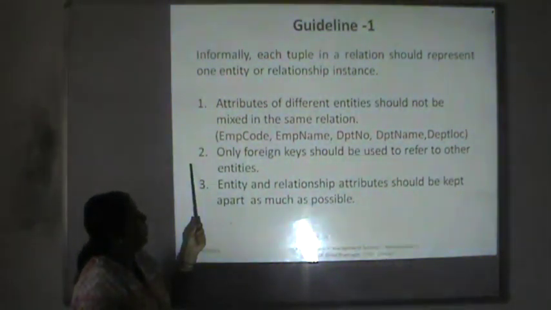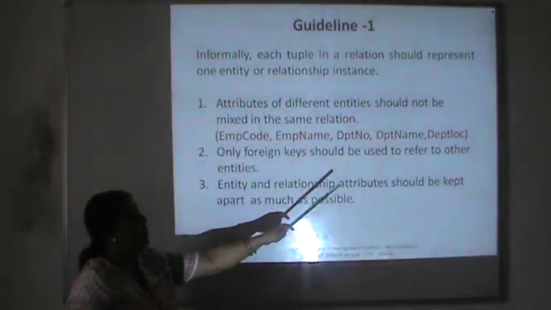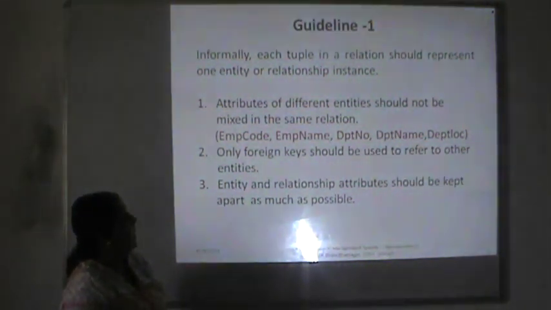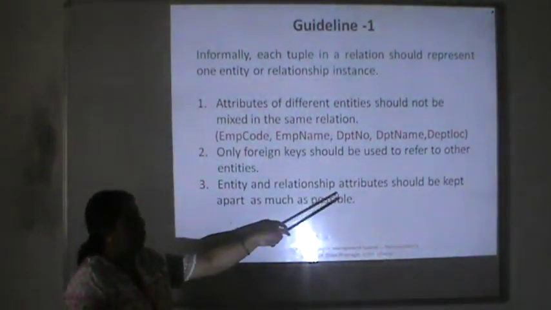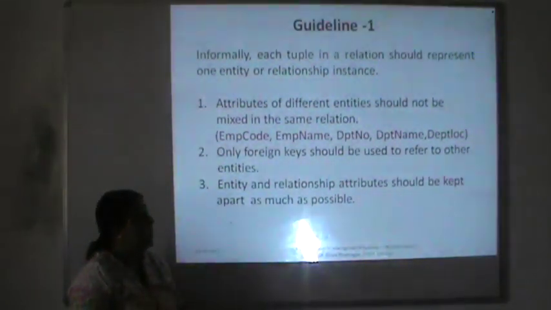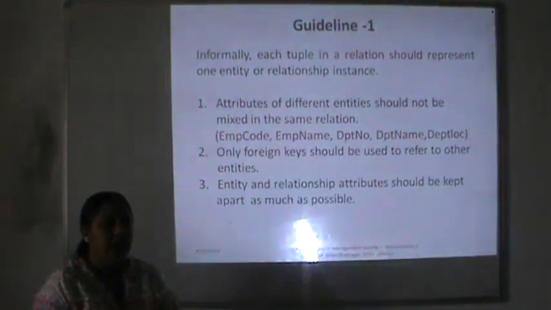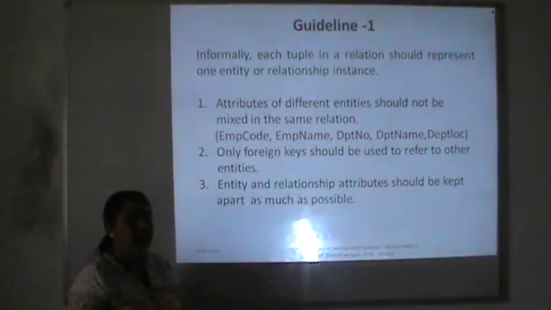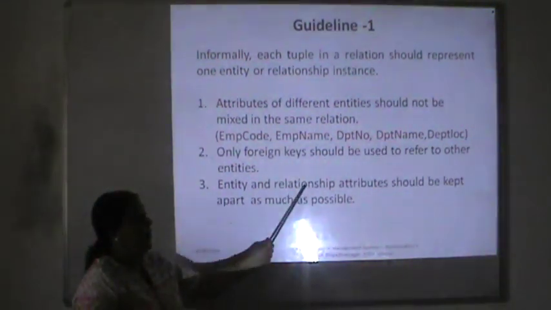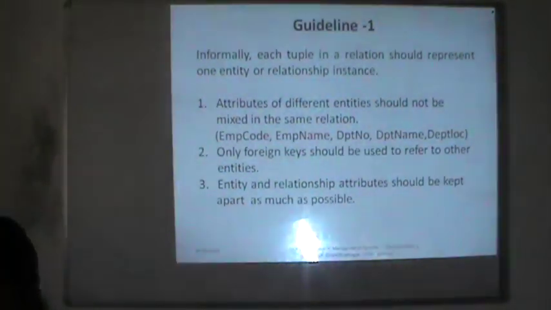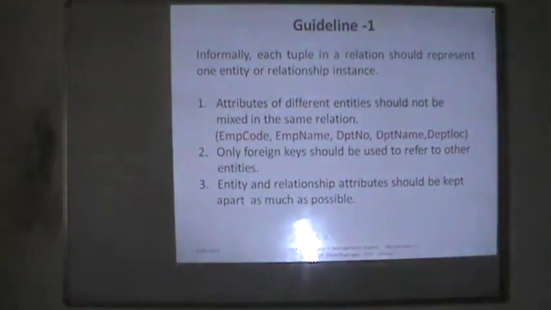Number two, only the foreign keys should be used to refer to other entities. Number three, entity and relationship attributes should be kept apart as much as possible. There are certain cases in which the relationships have their own attributes. In such cases, entity and relationship attributes should be kept apart. They should not be grouped into a single relational design.